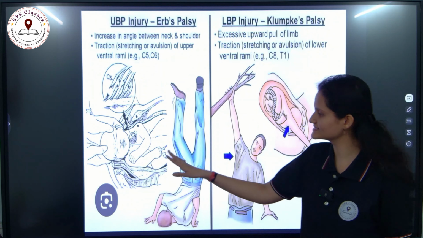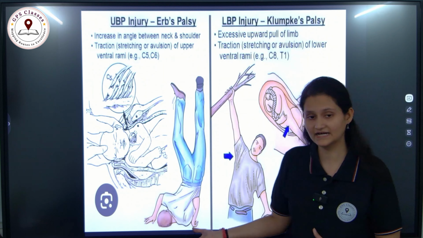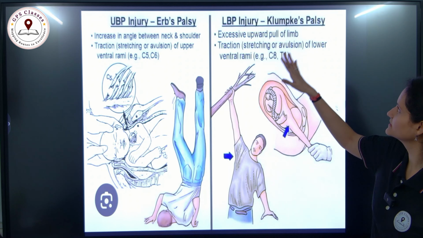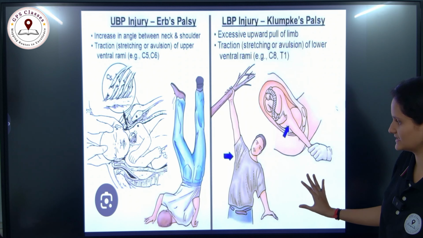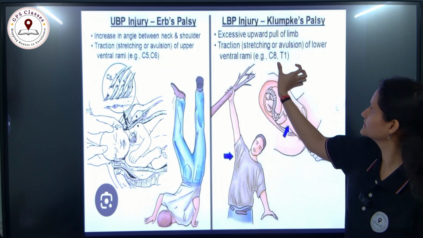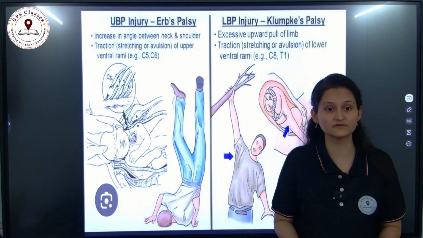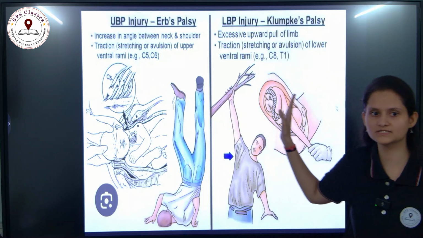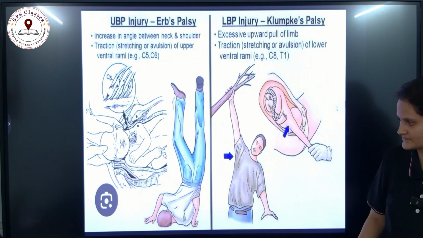Okay, so the muscles that will be involved are biceps, deltoid, then the brachialis and brachioradialis muscles. Now, Klumpke's paralysis. In Klumpke's paralysis, as we all know, the nerve roots involved are C8 and T1, as there will be injury to the lower trunk. So this is upper trunk injury, this is lower trunk injury. So nerve roots involved are C8 and T1, right?